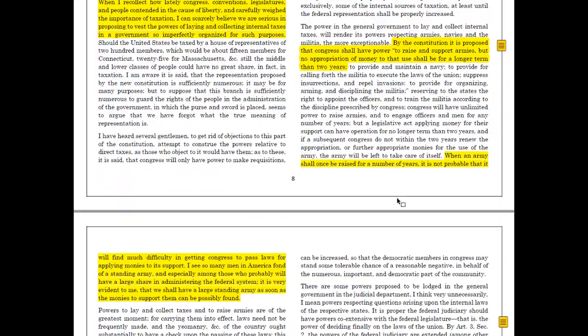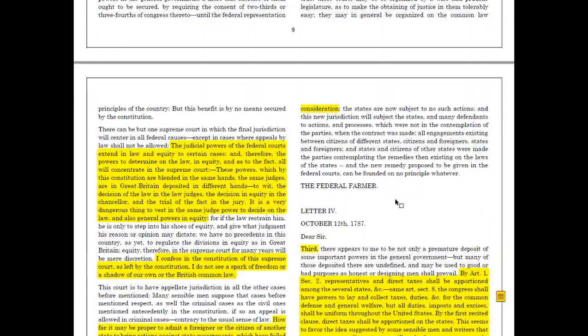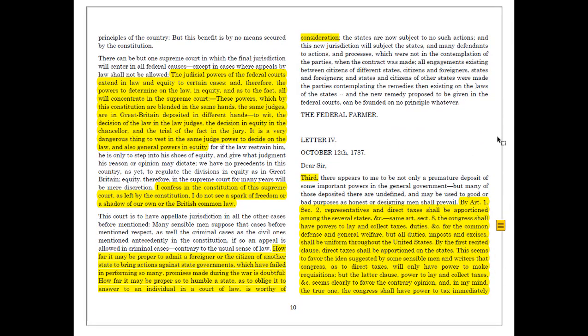It's a little bit jumbled up in the organization of the letters, but if we skip ahead to letter 4 here on the right-hand column of 10, we can see him address just this question. He says at the bottom of the right-hand column in the highlighted passage, "By Article 1, Section 2, representatives and direct taxes shall be apportioned among the several states. And in the same article, Section 8, the Congress shall have power to lay and collect taxes, duties, and such for the common defense and welfare, but all duties, imposts, and excises shall be uniform throughout the United States."